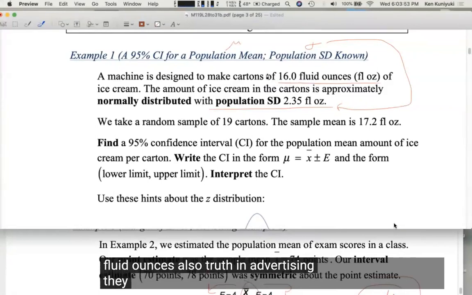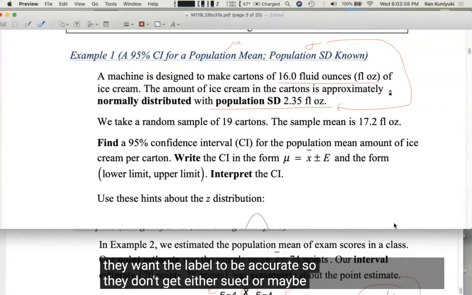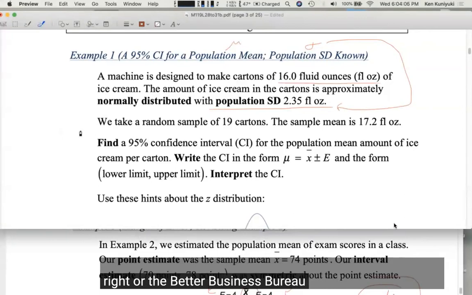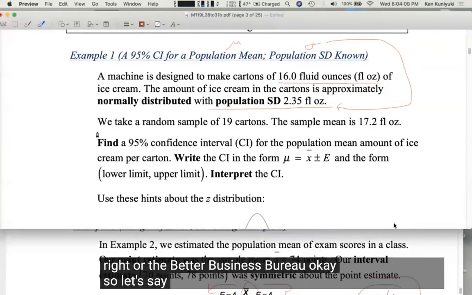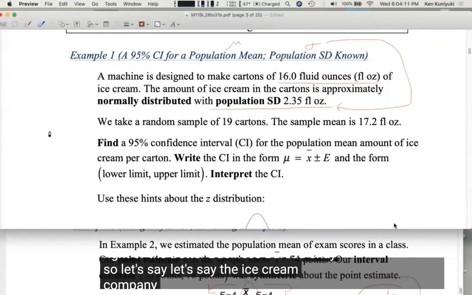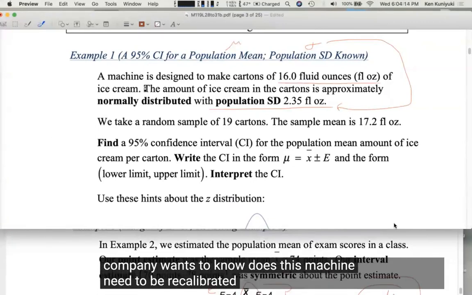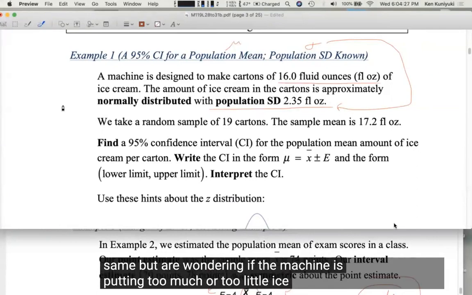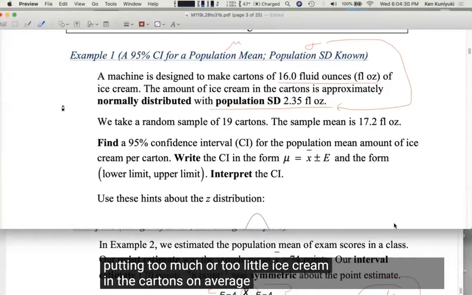Also, truth in advertising. They want the label to be accurate so they don't get either sued or maybe they'll get in trouble with the government. Or the Better Business Bureau. Okay, so let's say the ice cream company wants to know, does this machine need to be recalibrated? Are we concerned that the machine is putting too much ice cream, too little ice cream? We're assuming that the variation is the same, but we're wondering if the machine is putting too much or too little ice cream in the cartons on average.